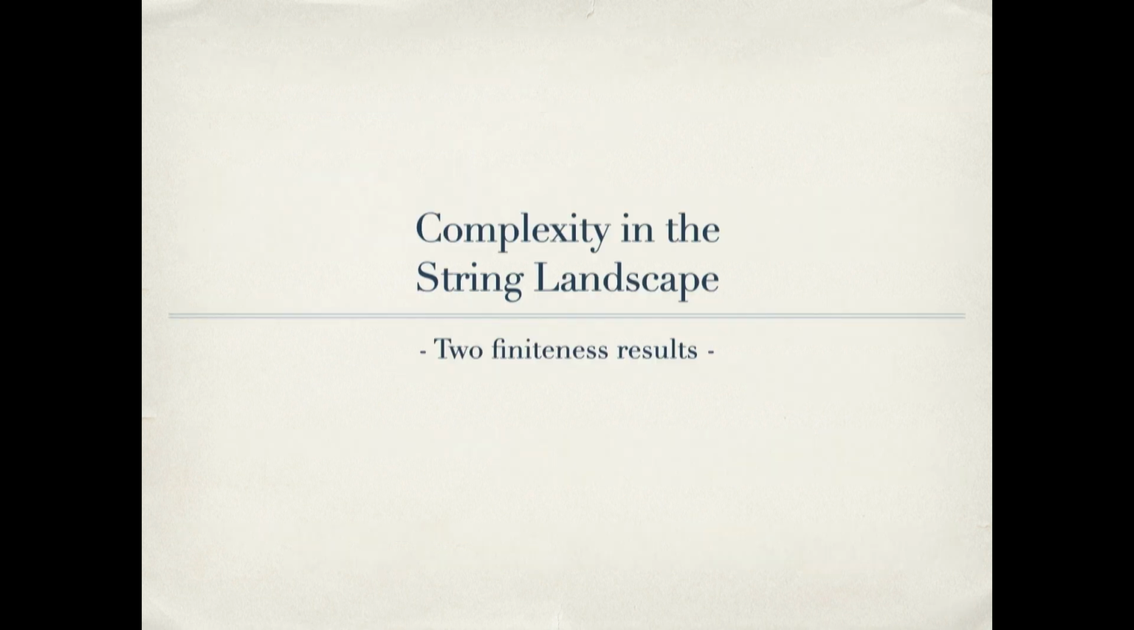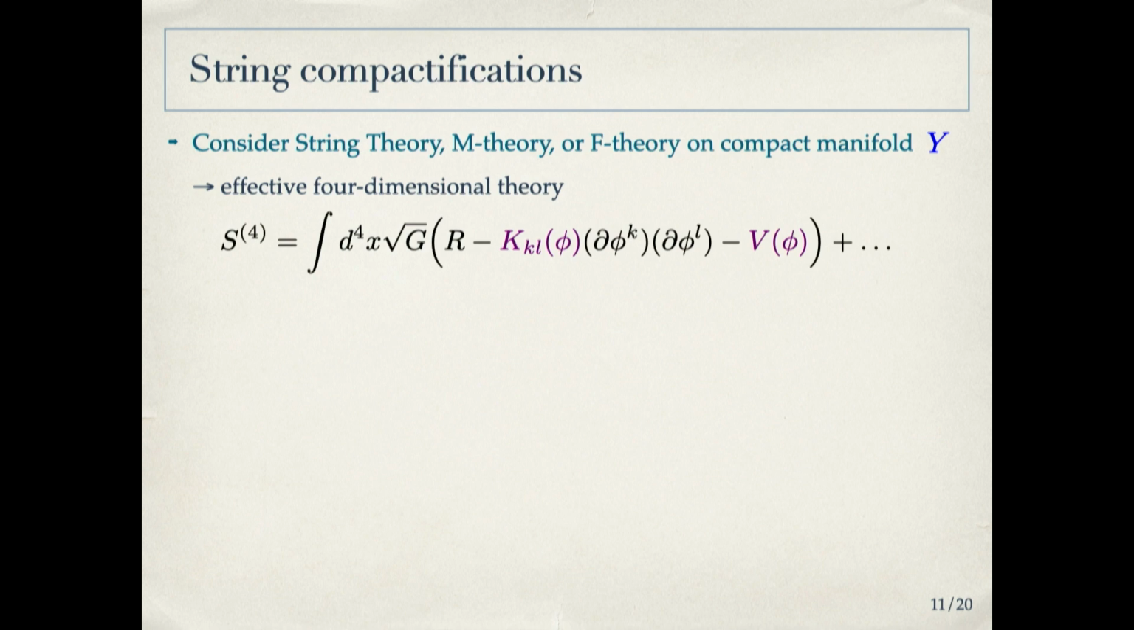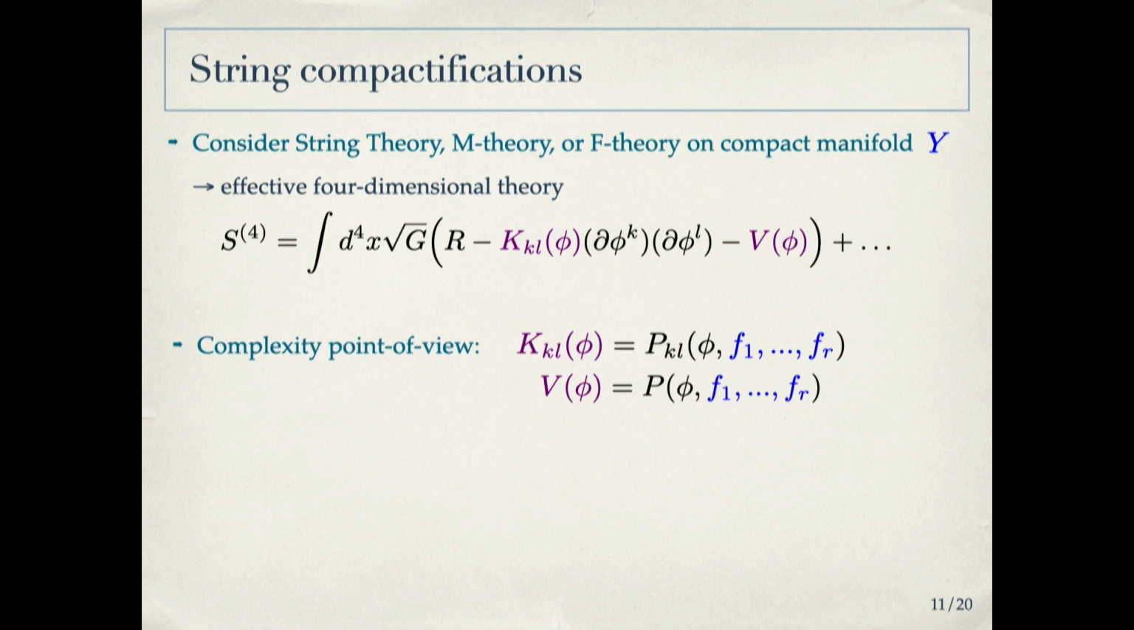But it's a strings conference, so I want to apply these ideas to the string landscape. So we go back now to a compactification which was discussed in the very first talk today. I want to consider string theory, M theory on some compact manifold, and think of the arising functions now in this complexity spirit, okay? So the metric is now a polynomial in these non-trivial functions, and the potential is a polynomial in these non-trivial functions.